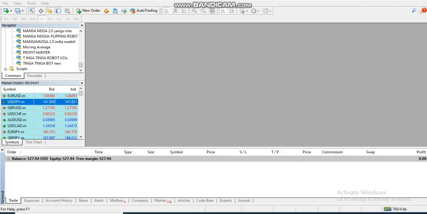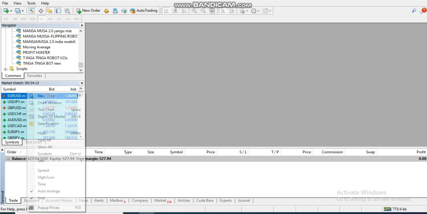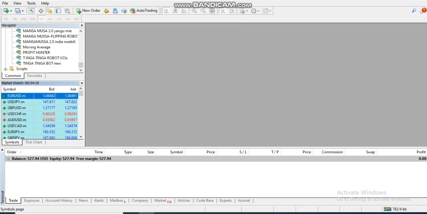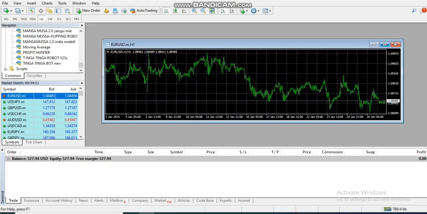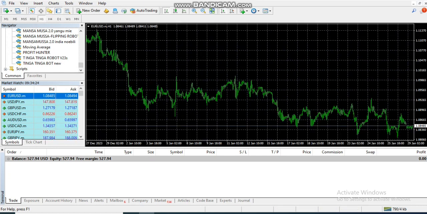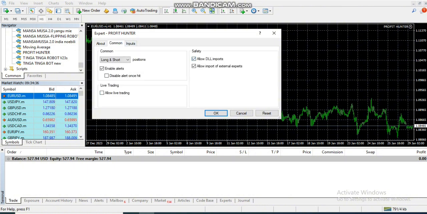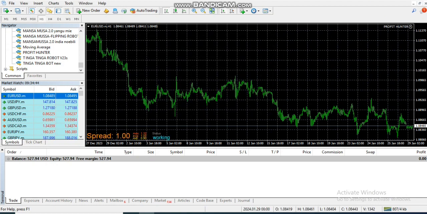Okay, we are just going to start the way we are going to drop EURUSD in the chart. After dropping it, we take our robots, and the Profit Hunter robot, the way you see it 1.0, and we allow the DLL and allow live trading, and we put on the robot. As you can see, the Profit Hunter is on, then we allow the auto trading like that.